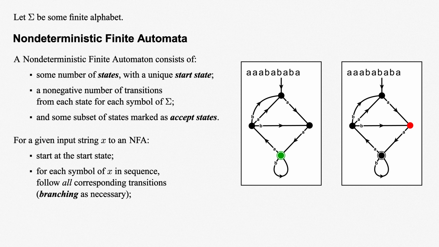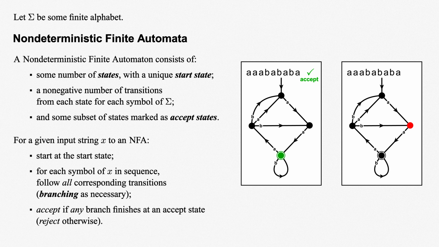Our rule for acceptance is that an NFA accepts the string x when at least one branch finishes at an accept state. In our example, one of our branches does finish on an accept state, so this NFA accepts the string AAA, BA, BA, BA. An NFA rejects x when no branch finishes at an accept state.